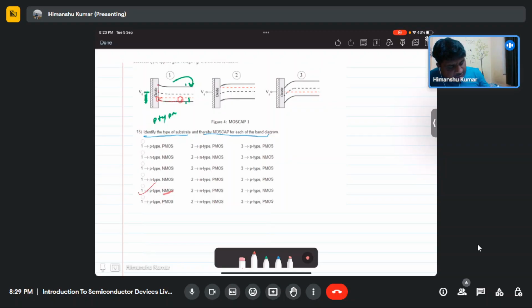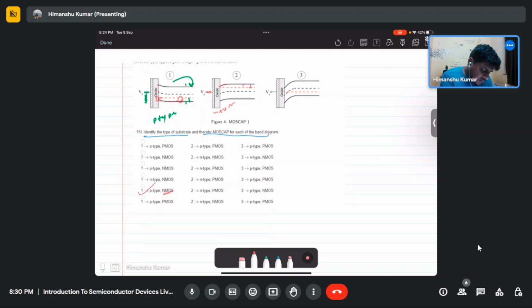Similarly, the Fermi level is closer to the conduction band, so this is N type. So the second is N type, and at positive bias the conduction band is coming closer to the Fermi level. That means it has become more N type, so electrons are there at the interface.